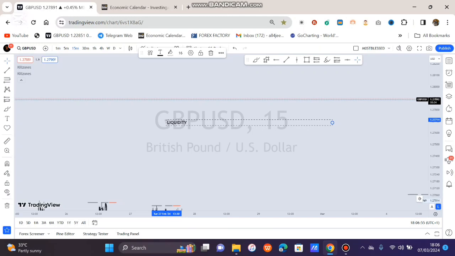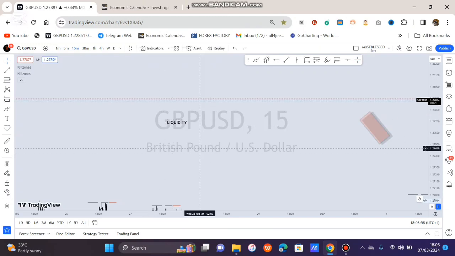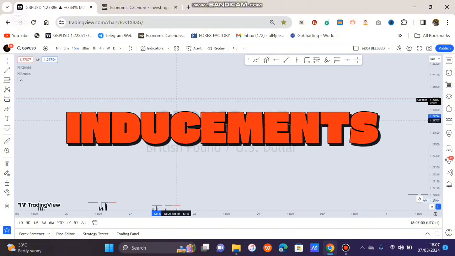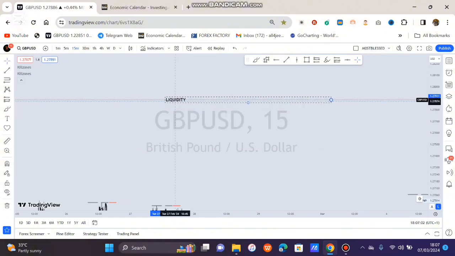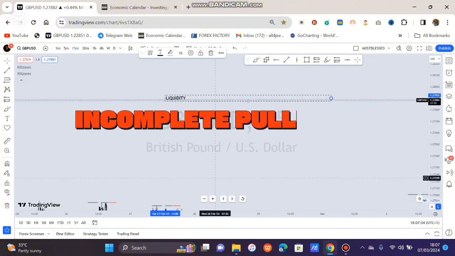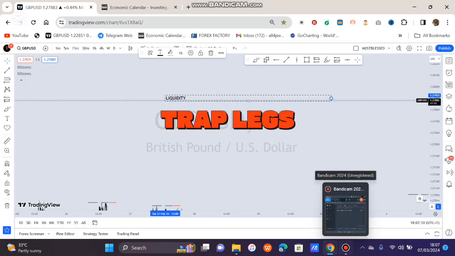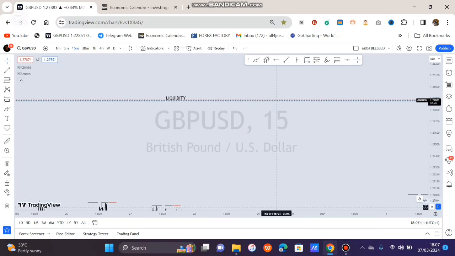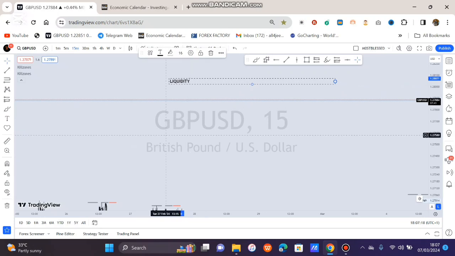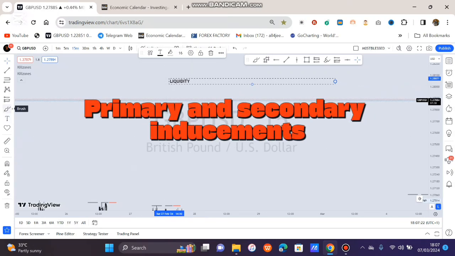We have three major types of liquidity. The first one is what we call inducement. The second one is what we call incomplete pullback. And the third one we call a traplex. The first one I will talk about are the inducement levels, which are the primary inducement and secondary inducement.